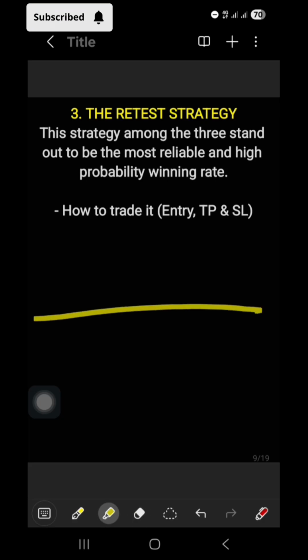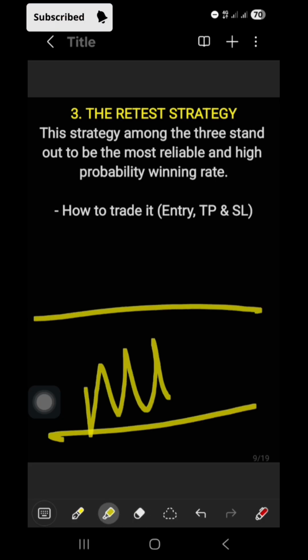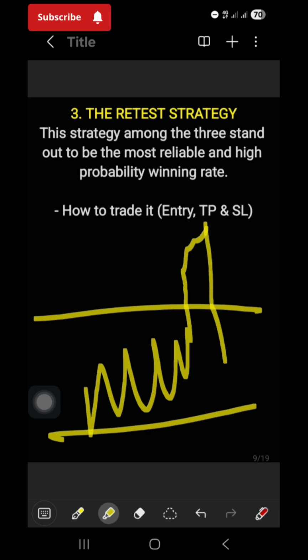So how this strategy works is that you are seeing the price go like this, and the price breaks out and keeps going up, wait for it to come back to this point. And when it comes back to this point, either it's going to break below, or there's going to be a continuation.